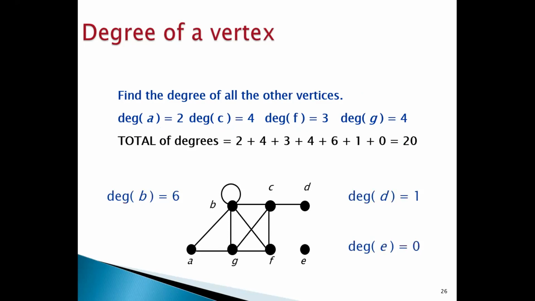Okay. Next one is what is the total degree? Total degree means node A has degree 2, then G has 4, F has 3, C has 4, B has 6, D has 1, and E has 0. So if we sum all the nodes' degrees, we will get the total degree, that is 20. Is it clear? Yes, sir.